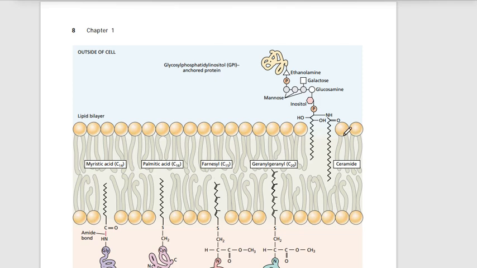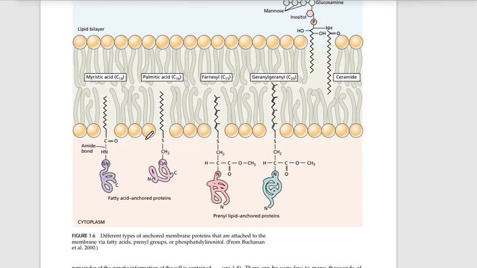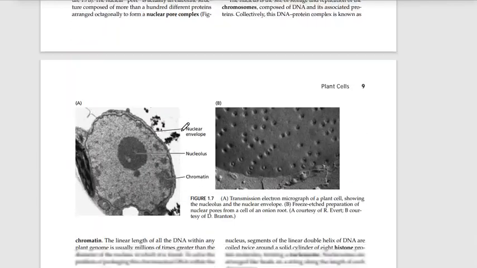In lipid bilayers, different chemical compounds are present: ethanolamine, galactose, glucosamine, mannose, inositol. These are the gaps present which allow materials to move from one part of the cell to another part of the cell.